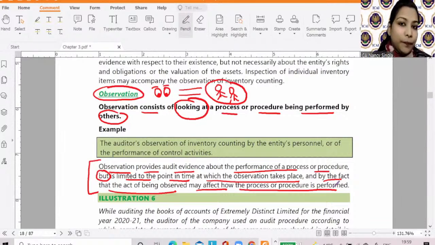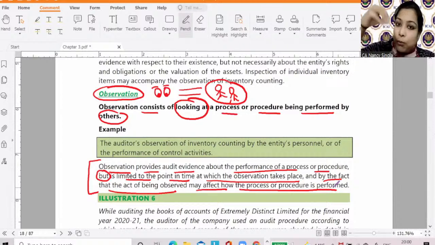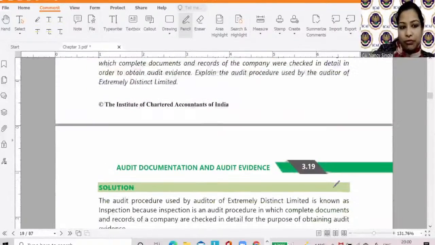So understood? Observation. We have discussed it a number of times that the auditor will perform audit procedures. Out of the 7 audit procedures, one is what? Observation. The keywords are: looking at the process being performed by others. And what is the limitation? It is limited to the point when you are checking, when you are observing. Further, the act of being observed will influence and affect how you perform the procedure or how the process is being performed.